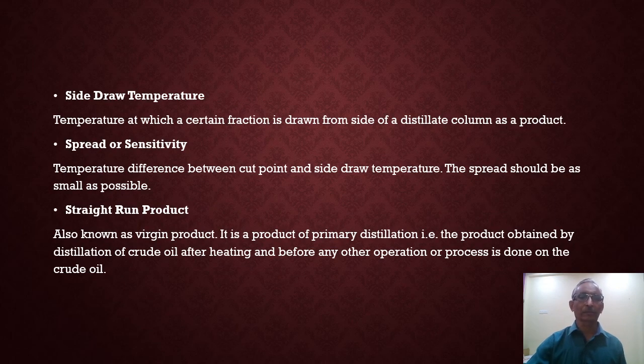Side draw temperature is the temperature at which a certain fraction is drawn from the side of a distillation column as a product. Spread or sensitivity is the temperature difference between the cut point and the side draw temperature. The spread should be as small as possible. Straight run product, also known as virgin product or pure product, is a product of primary distillation, that is, the product obtained by distillation of crude oil after heating and before any other operation or process is done on the crude oil. We directly get it from the distillation column.